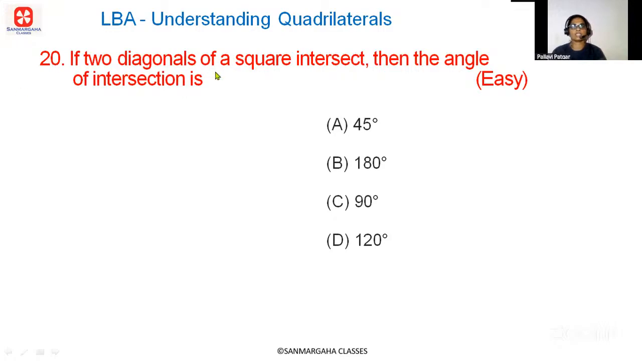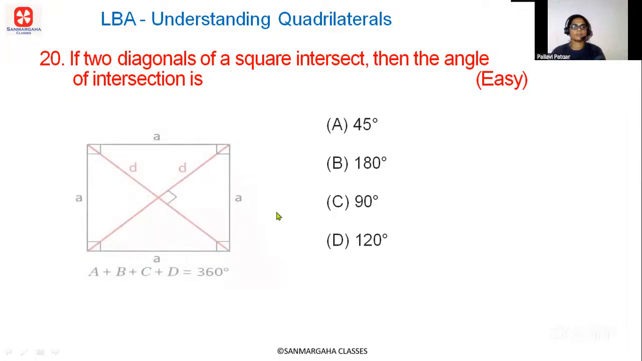If two diagonals of a square intersect, then the angle of intersection is option A 45 degree, B 180 degree, C 90 degree, D 120 degree. Okay, so here square, it is a special type of rhombus.